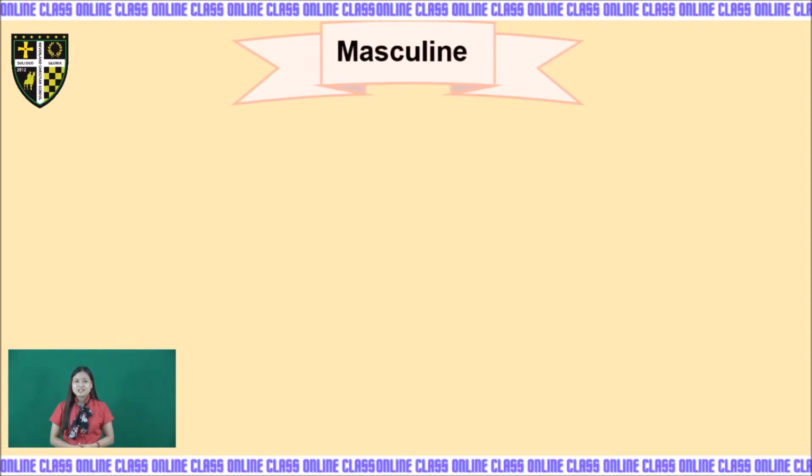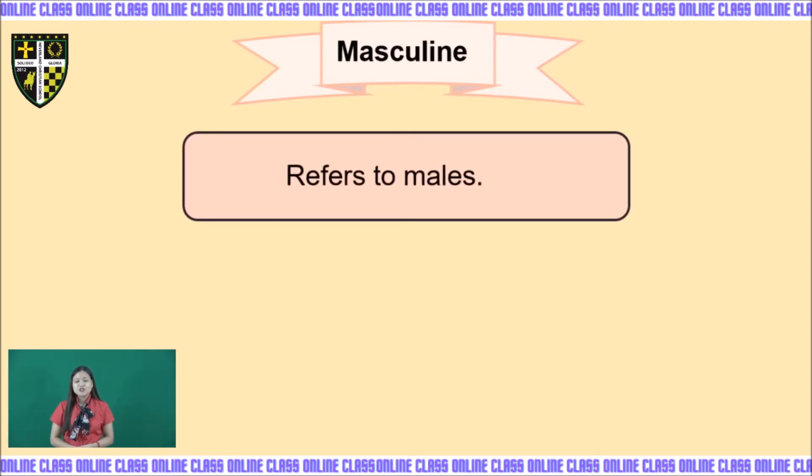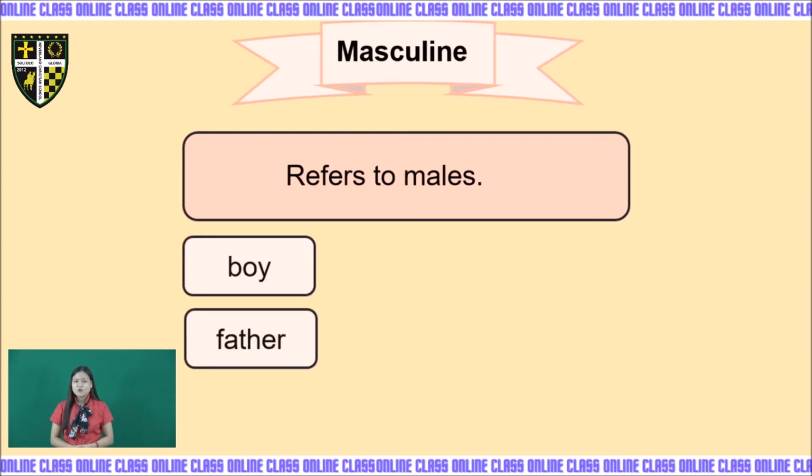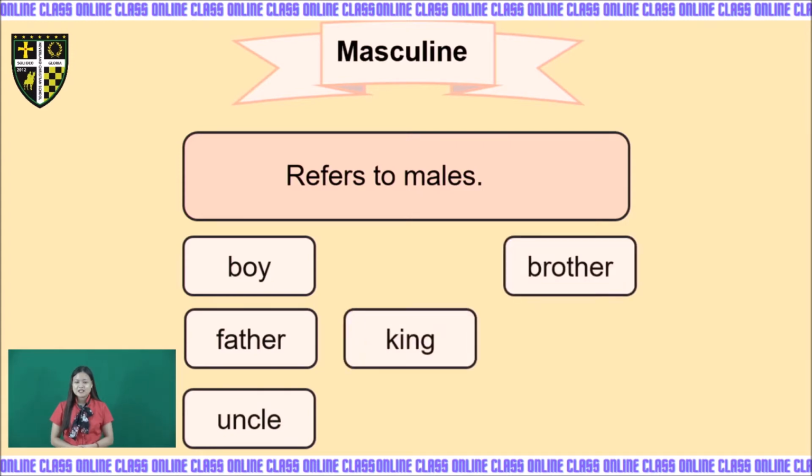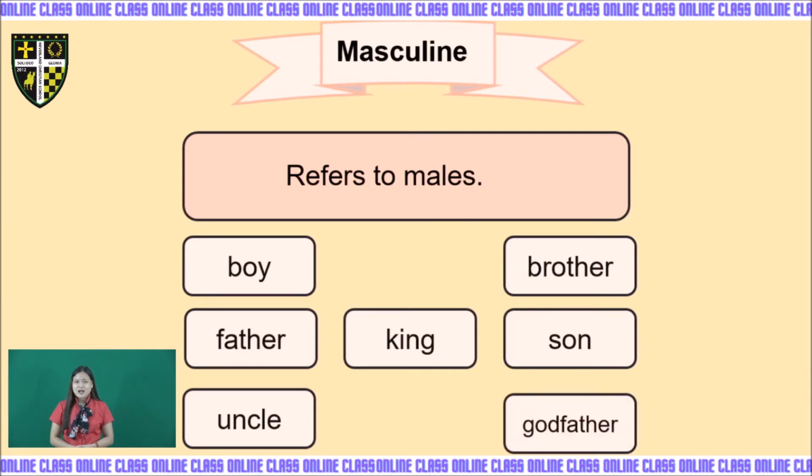First one, we have the masculine. From the word itself, the term masculine, it refers to males. Again, masculine, males. So examples: boy, father, uncle, king, brother, son, and godfather. So these are masculine nouns.